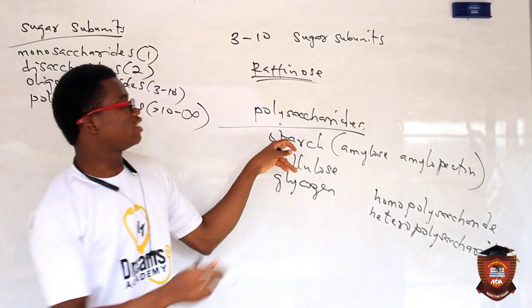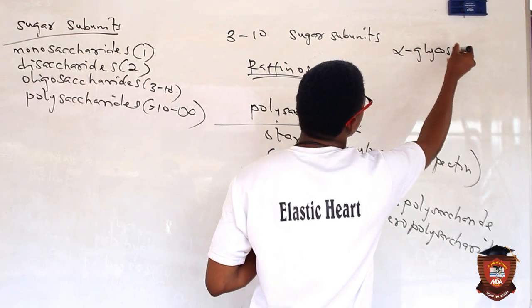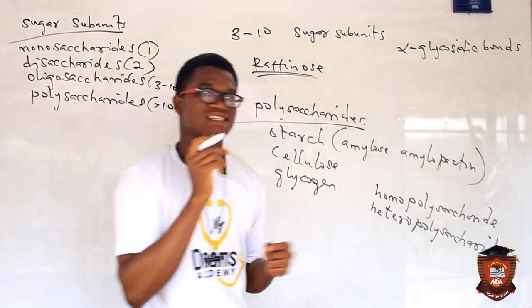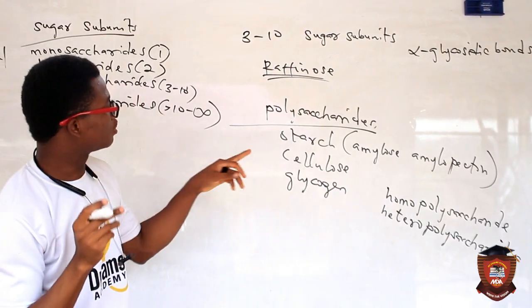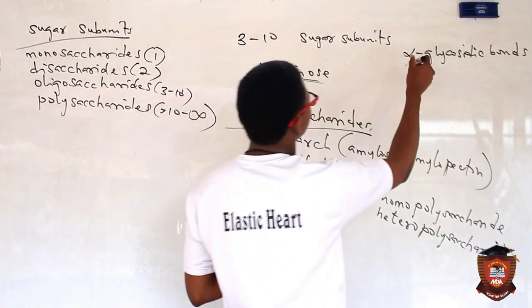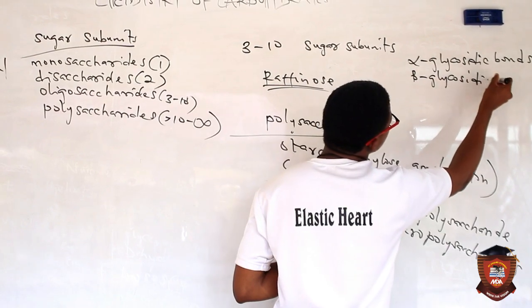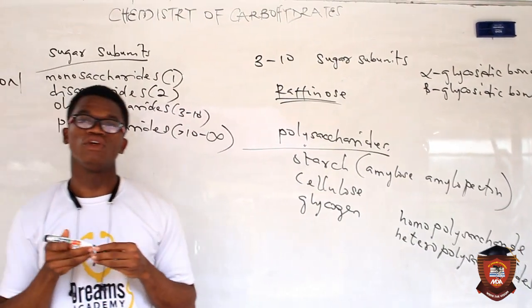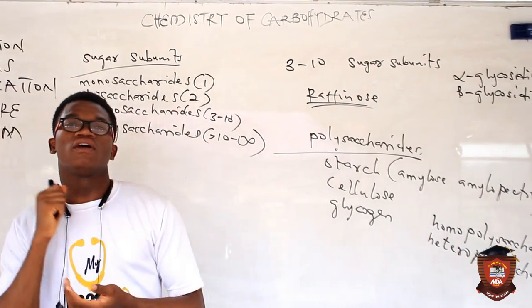So in starch you have alpha glycosidic bonds. That is why starch can be digested by humans and mammals, but in cellulose we have the beta glycosidic bond. That is why no human natural enzyme can digest cellulose.